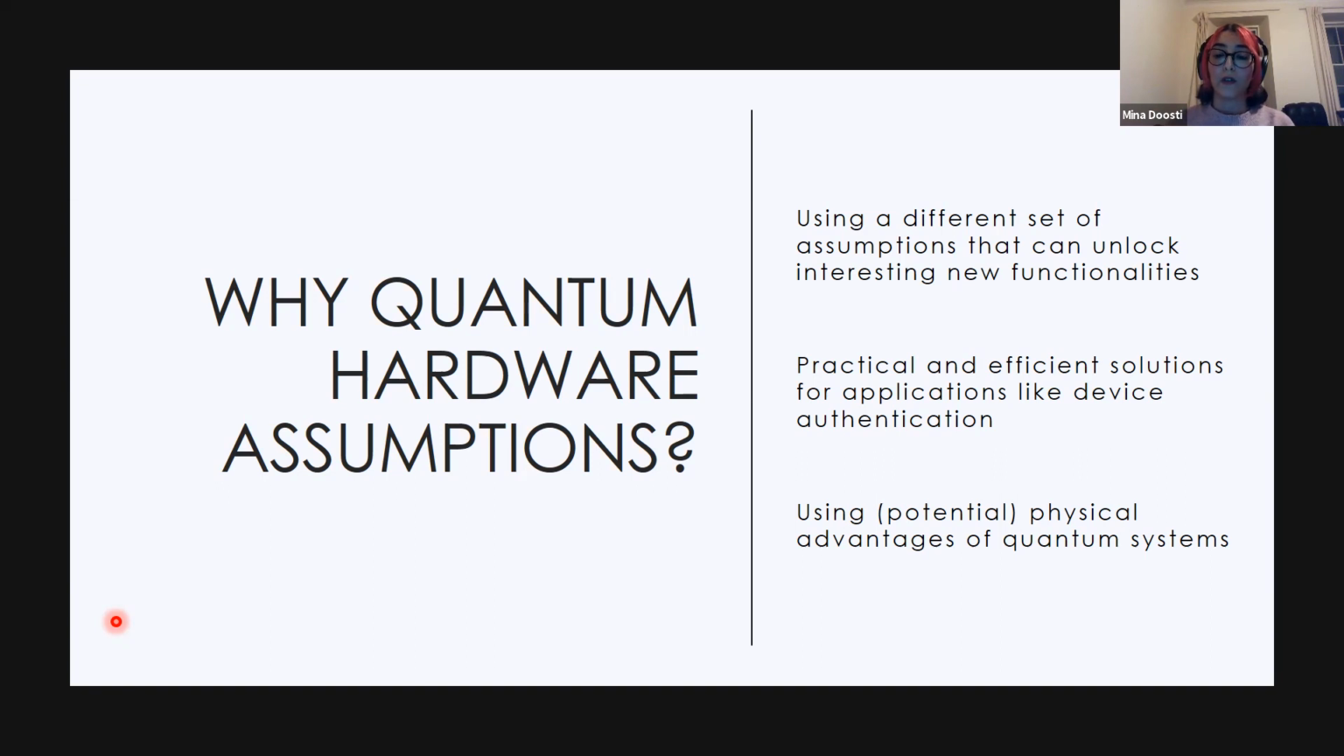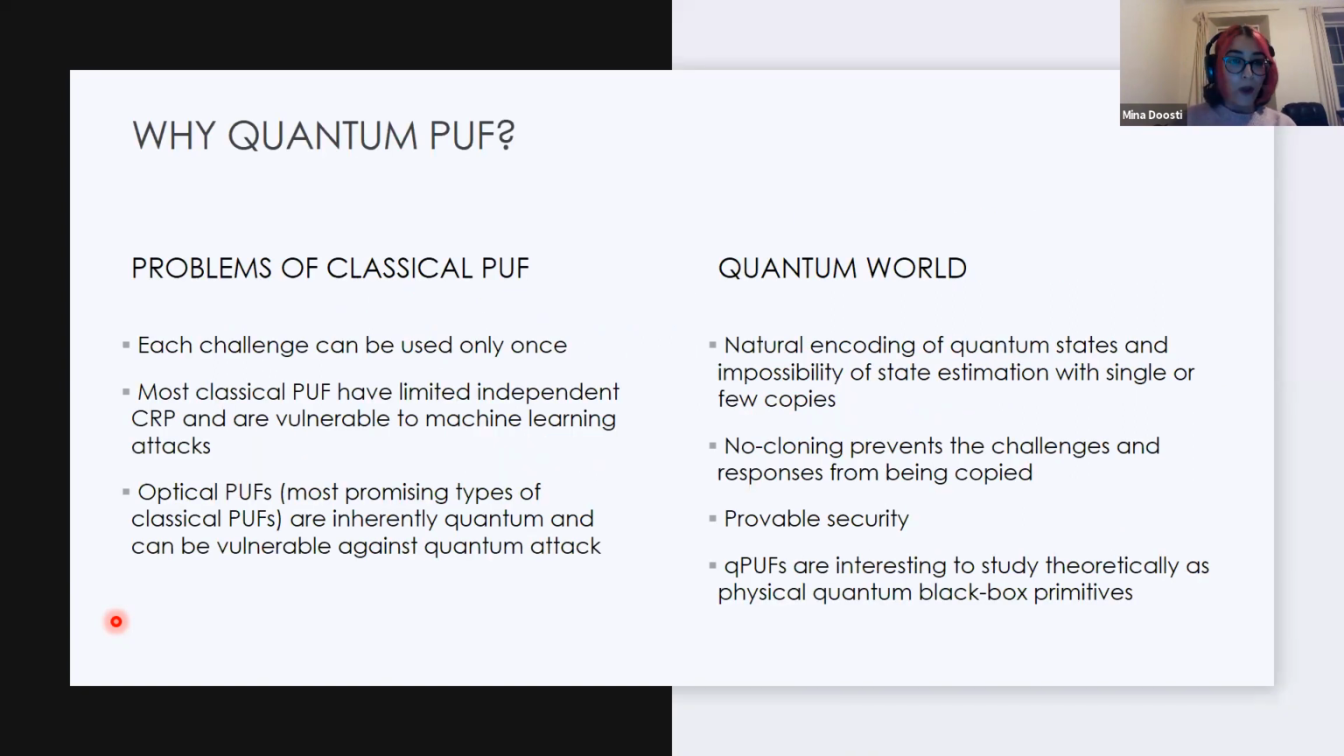And when we go to the quantum world, we might be able to use some physical properties of quantum systems in order to get an advantage in terms of our assumptions in cryptography and security. And more than that, I have one foot in the physics world and one foot in the cryptography world, and for me personally, PUFs are very interesting subjects to study. But why quantum PUFs in particular, other than that these are interesting things to study? Well, one main reason is that classical PUFs in general have some problems or shortcomings.